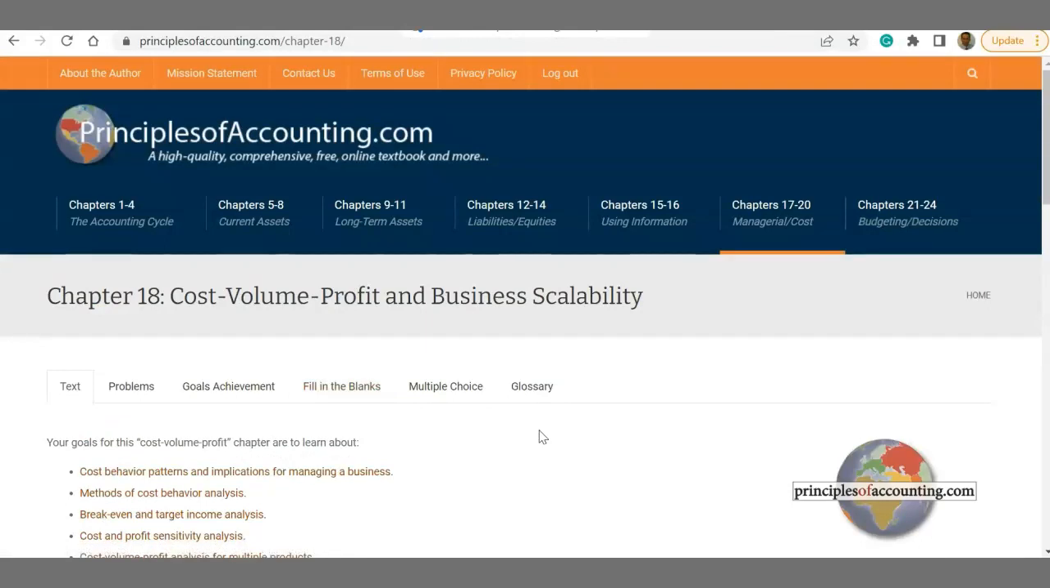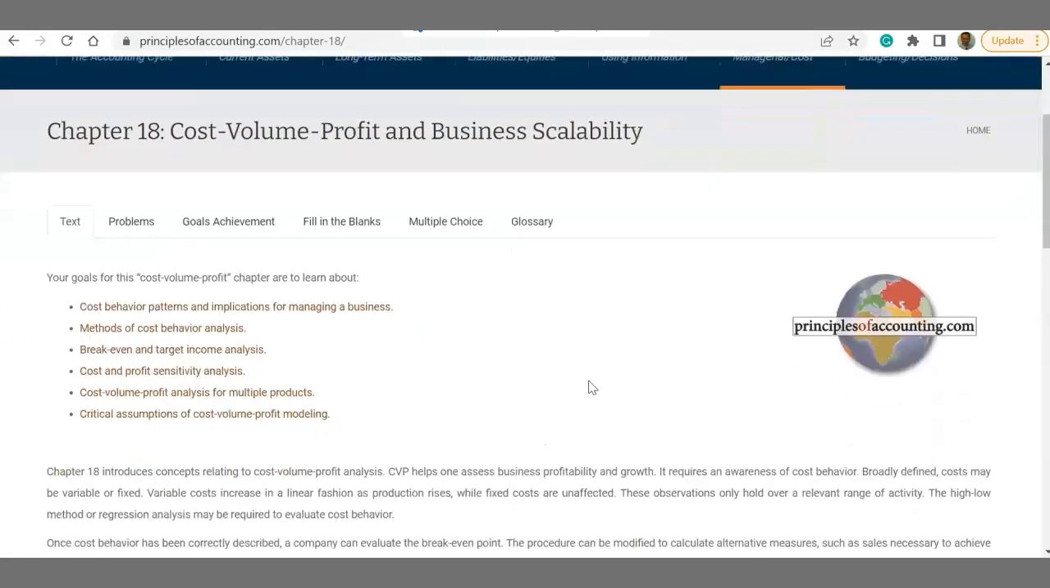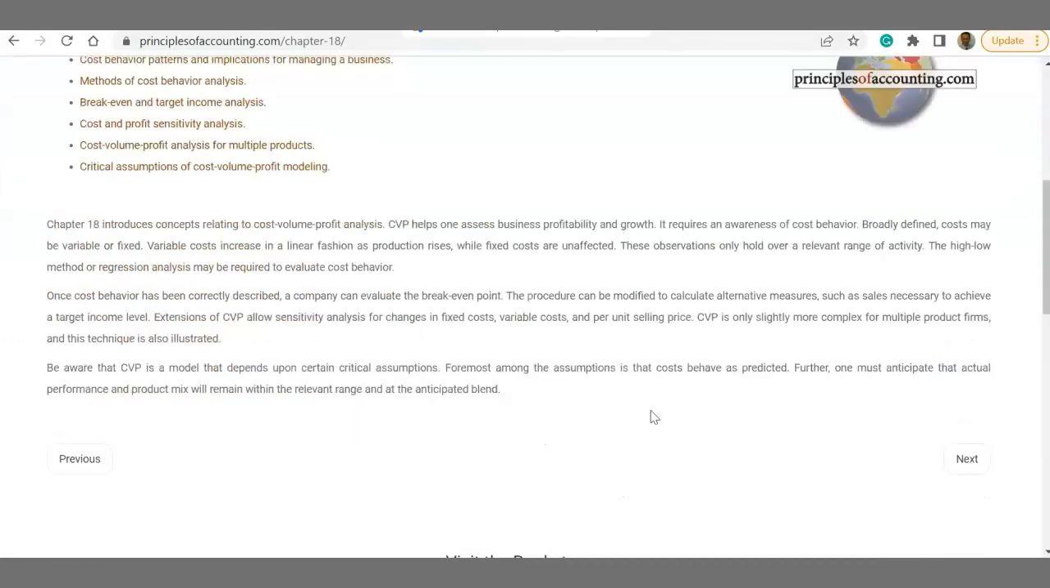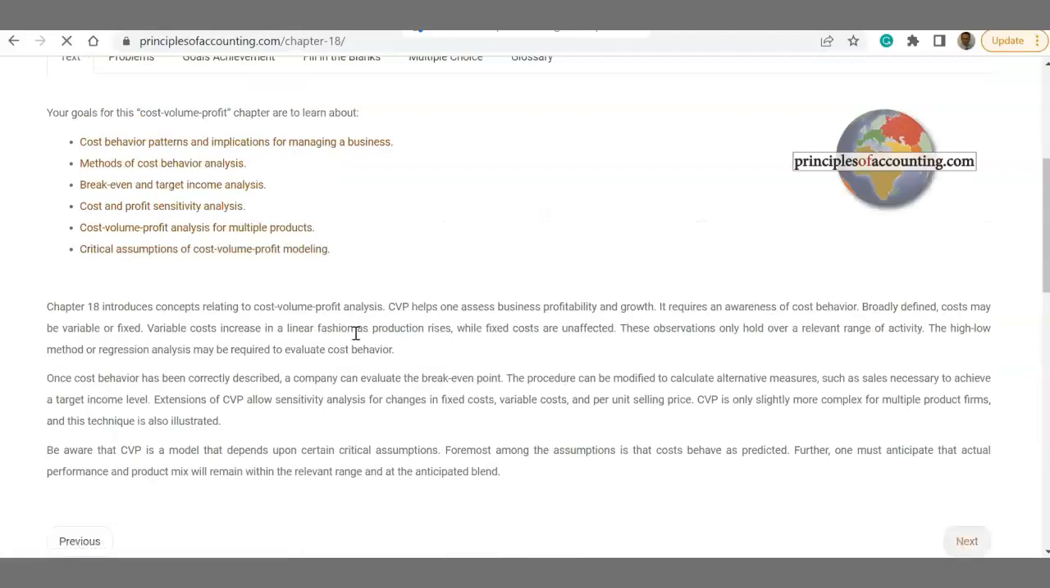Chapter 18 looks like it's talking about cost, volume, profit, and business scalability. Cost, volume, profit analysis will be a very useful tool for all of us as managers in a business environment. Also, it's a good thing to know because we probably have a project related to cost, volume, profit, and if there is a project, you can use that knowledge to solve that area of the project. So let's go and start with the next page.